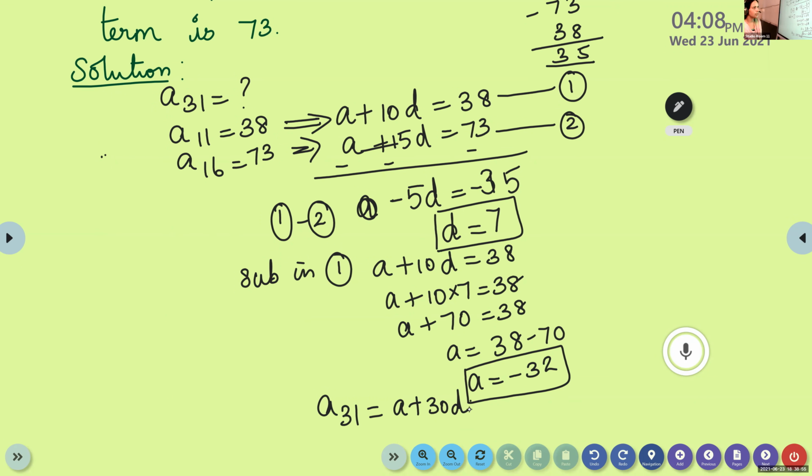It is A plus 30D. What is the value of A here? Minus 32 plus 30 into D, which is 7. So it is minus 32 plus 210. Ma'am, negative 242. How will you get negative 242? Ashik, look here, one term is positive, the other term is negative. Then what do you have to do?